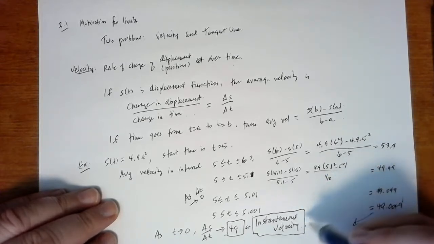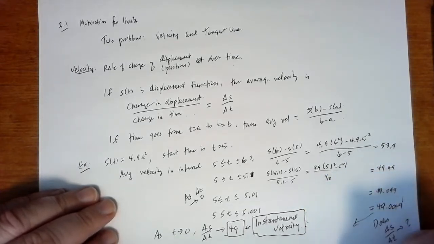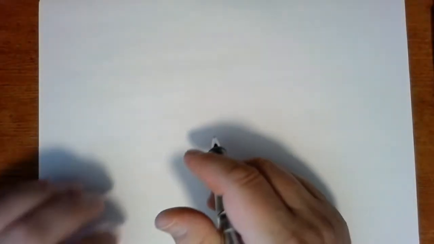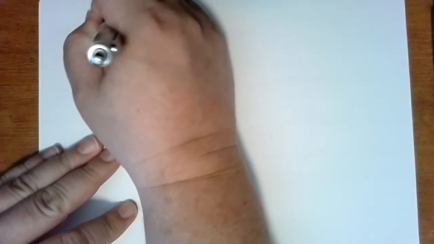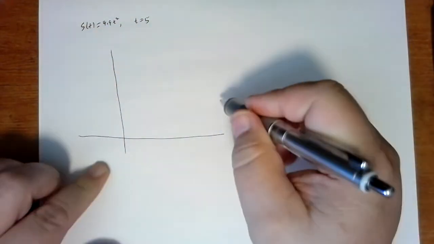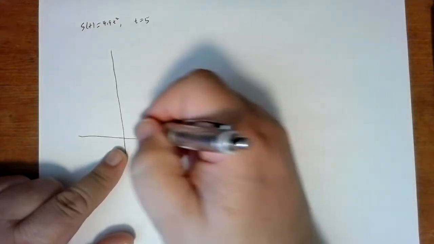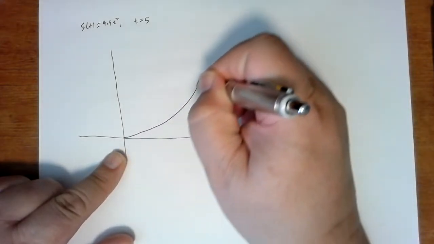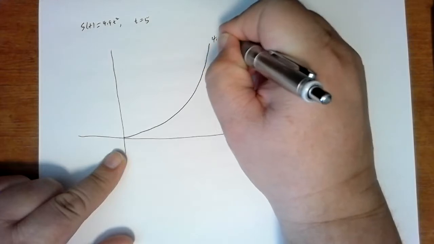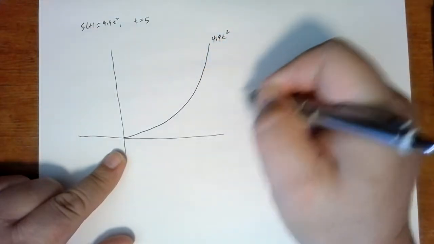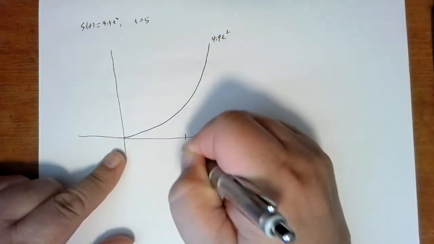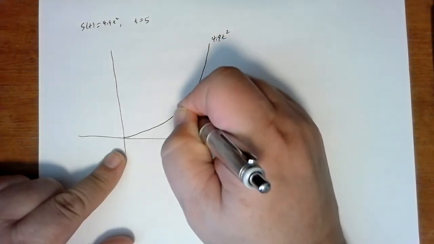You'll have some example solutions or example tables to look at in the homework from 2.1. Okay, I just wanted to mention now that we were looking at s of t equals 4.9 t squared at t equals 5, right? And we were looking at the average velocity. Is there a graphical interpretation of average velocity? Here's my 4.9 t squared, and we're sitting here at t equals 5. This is not to scale, right?